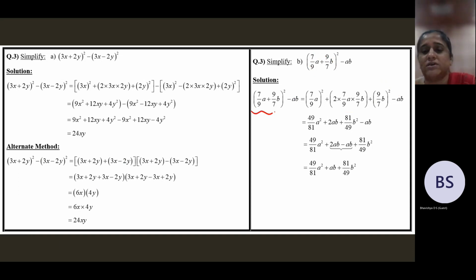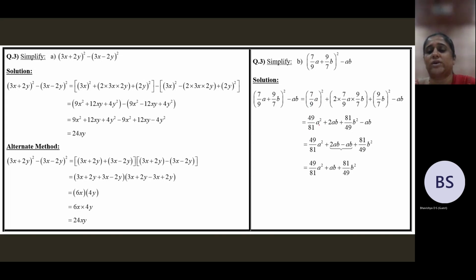So write down the given expression. Expand this using the identity (x + y) whole square, which is x square plus y square plus 2xy, and then minus ab as it is. Next step, you need to square it. What is (7 by 9 a) the whole square? 7 by 9 into 7 by 9, 49 by 81.